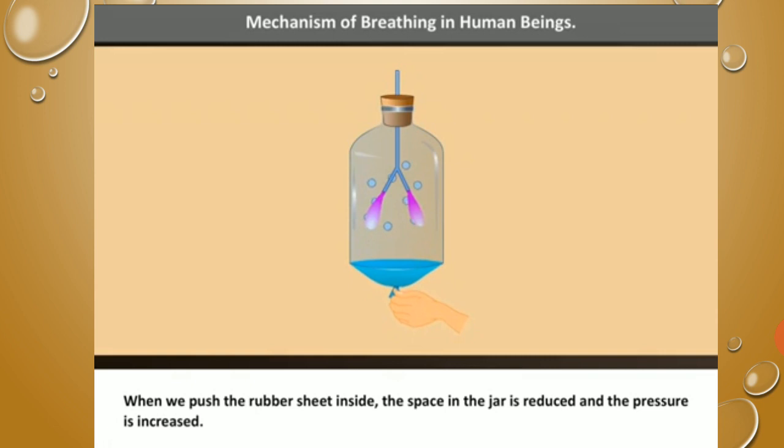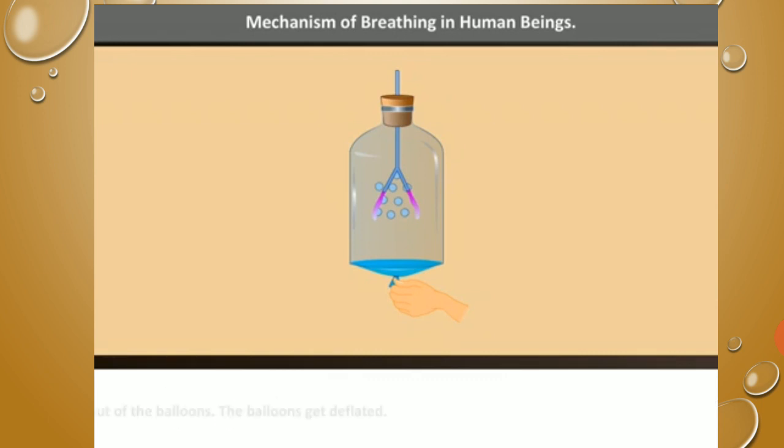When we push the rubber sheet inside, the space in the jar is reduced and the pressure is increased. This pushes the air out of the balloons. The balloons get deflated.